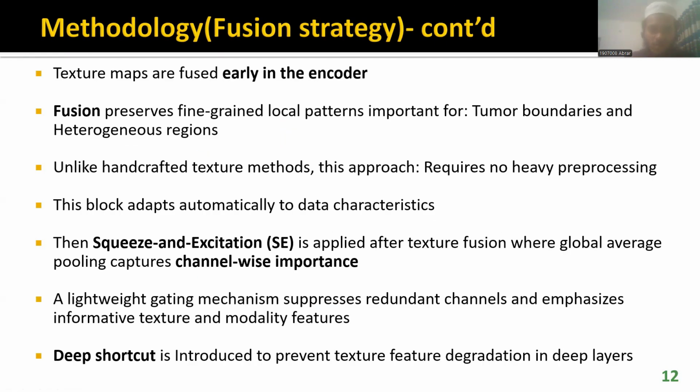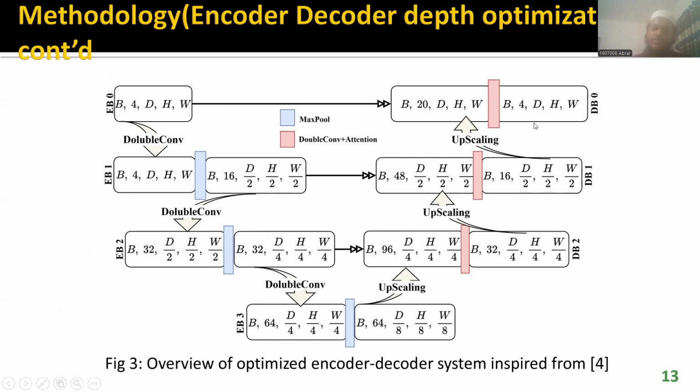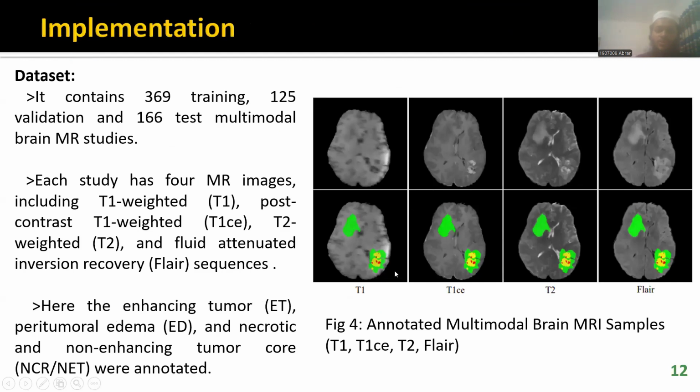So in summary, this is the overall methodology. We can see the base 3D encoder decoder architecture, which is optimized in depth. This is an inspired one. The reference is given in this slide at the last. So now comes the implementation part.